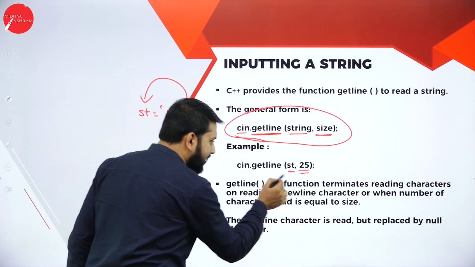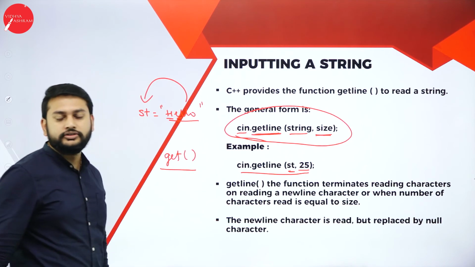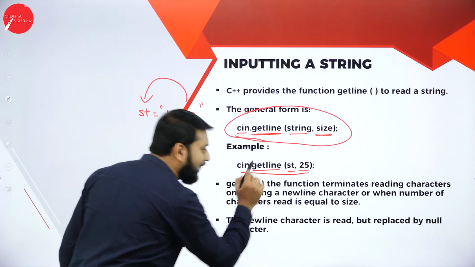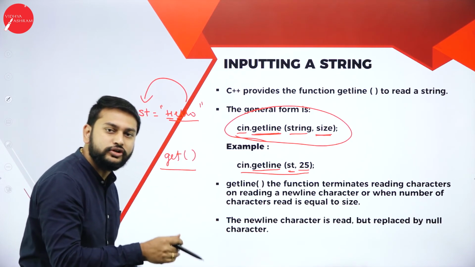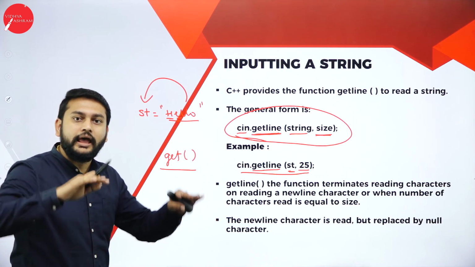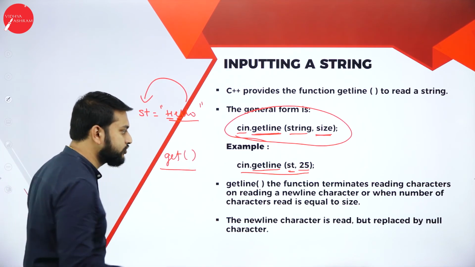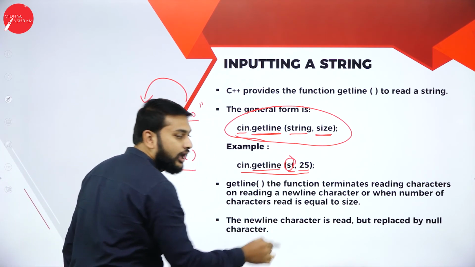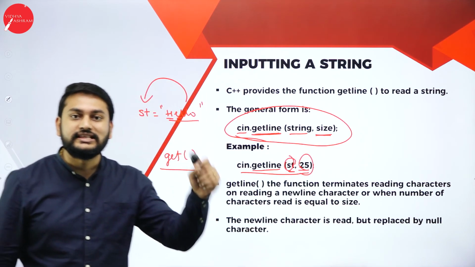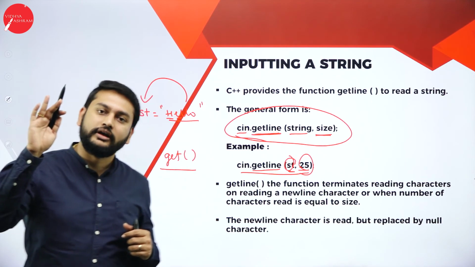So after that you will call this function. So what did you understand? I'm calling this getline. So getline is a function to read a string of more than one character, but I have to pass two parameters. One is the string, another one is the size of the string. That is what you need to remember.